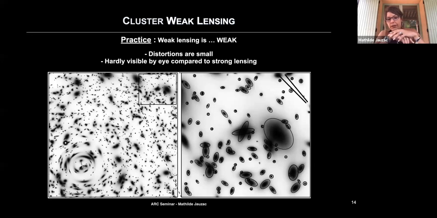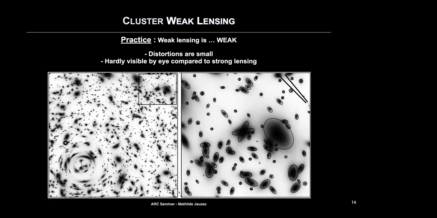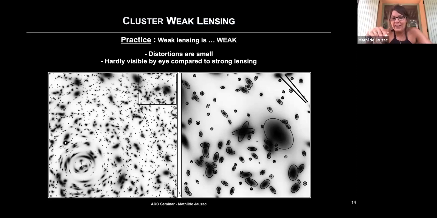You look at the sources, and by eye like this, you can think that all your sources are distorted quite randomly. However, if you average over this region, you will see, if you can see the small... I'm losing my words. At the top right corner, I'm missing a word. Alignment? Yeah, thank you.